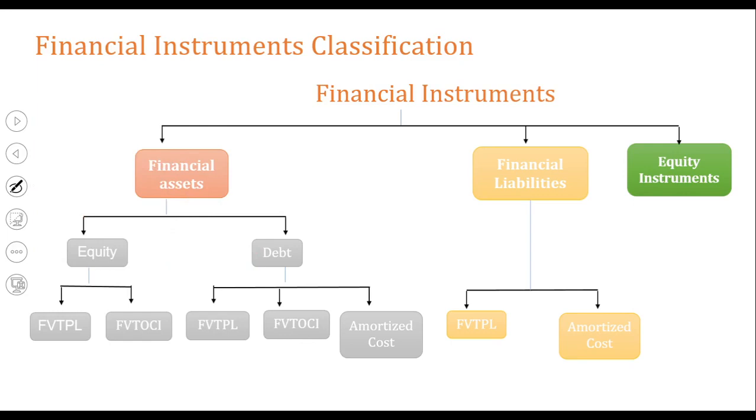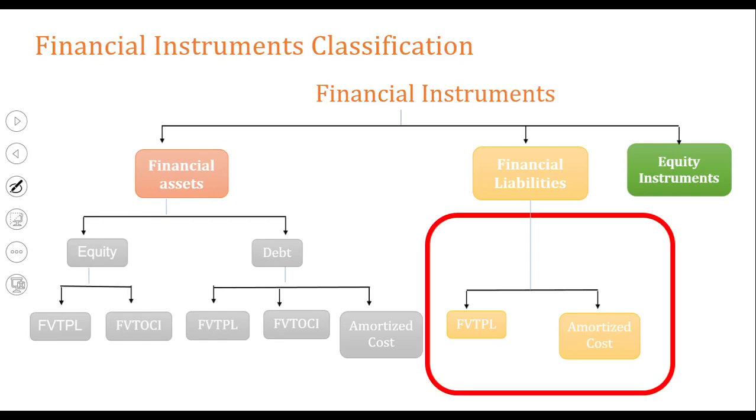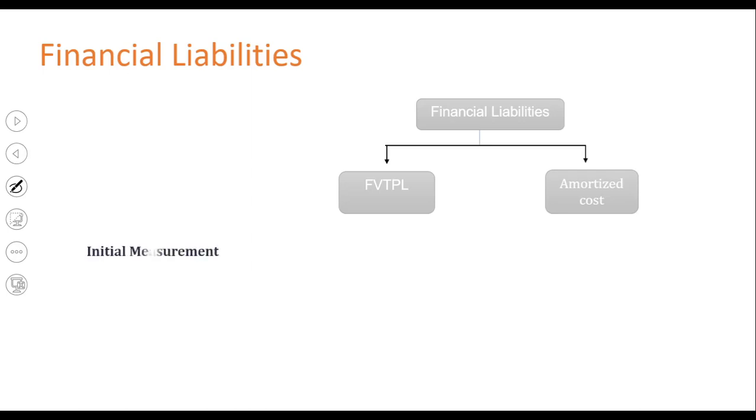Theory will be the same, but the next chapter or the next category is what? Financial liabilities. We know financial liabilities are divided into only two parts: fair value through P&L and amortized cost. The same theory will be applicable, but earlier when we were discussing financial assets, all the time we identified interest income. But here we recognize interest expense, because these are liabilities, loans that we are taking, right?